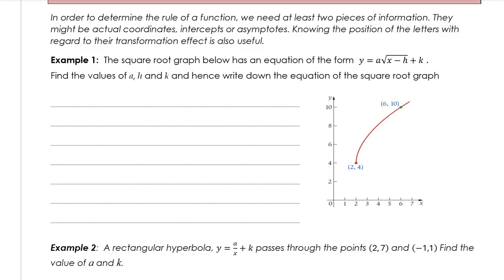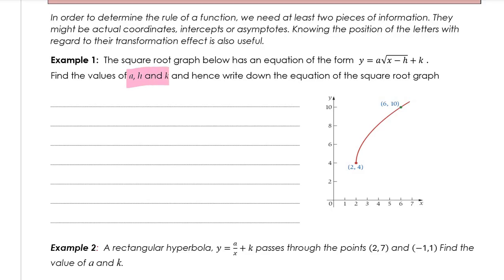The easiest ones for us to work with in these sorts of graphs are going to be things like your asymptotes and your endpoints. And knowing what the letters in each function form do to the graph itself is also really helpful, because you should be able to just pick things up along the way.